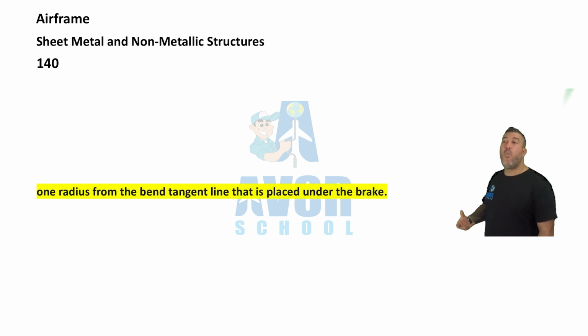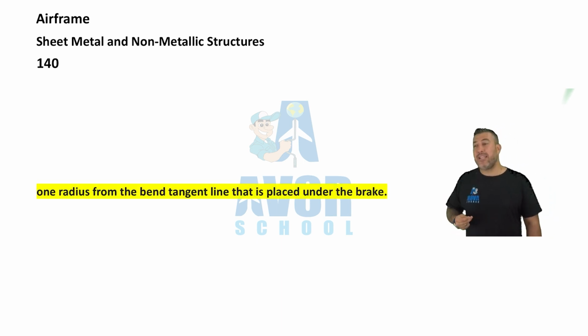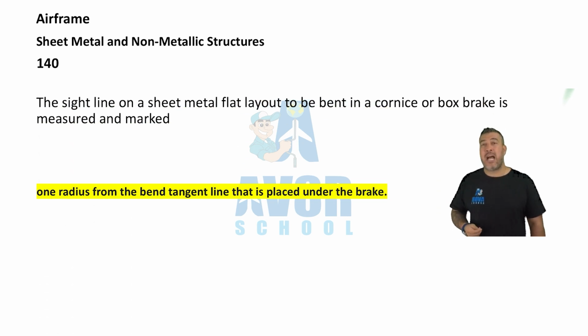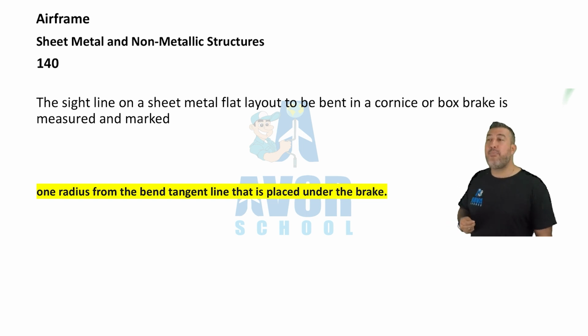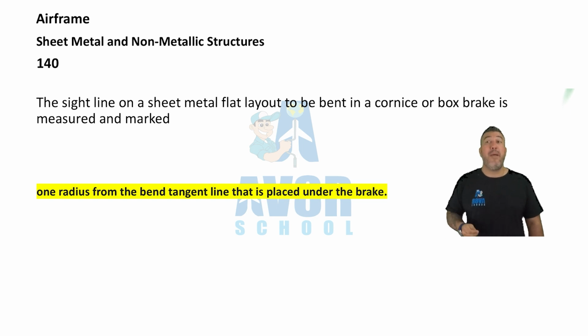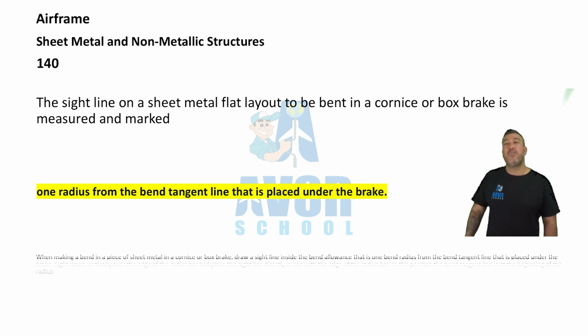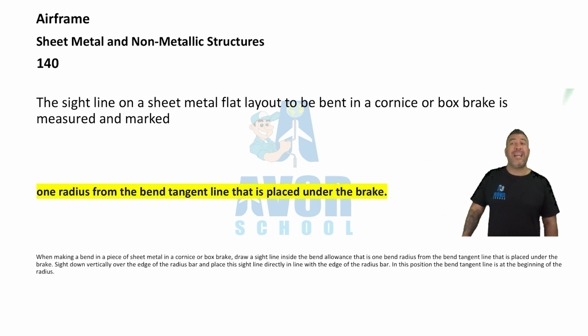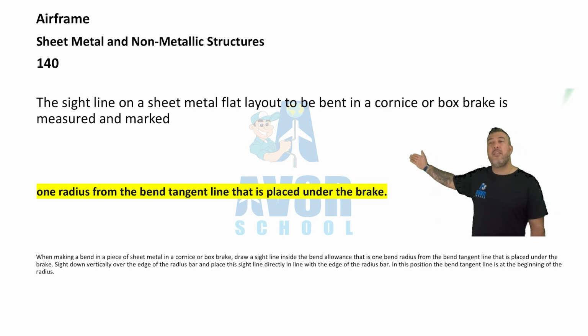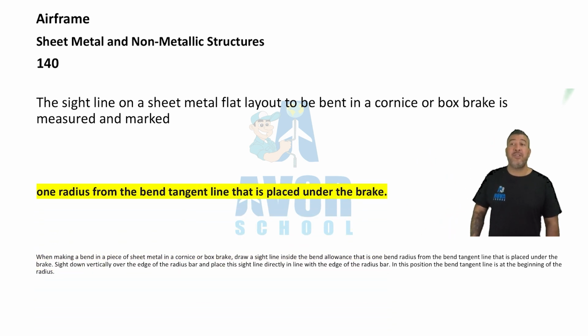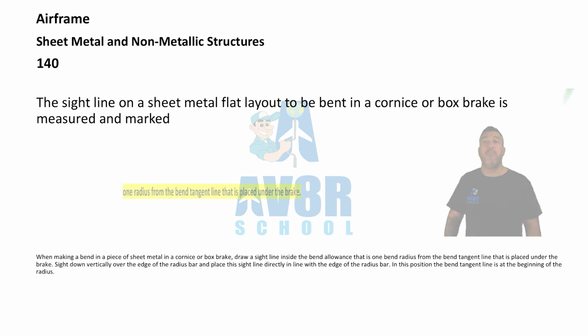140. One radius from the bend tangent line that is placed under the brake. A sight line on a sheet metal flat layout to bend in the cornice or box brake is measured and marked by one radius from the bend tangent line, and it's placed under the brake.